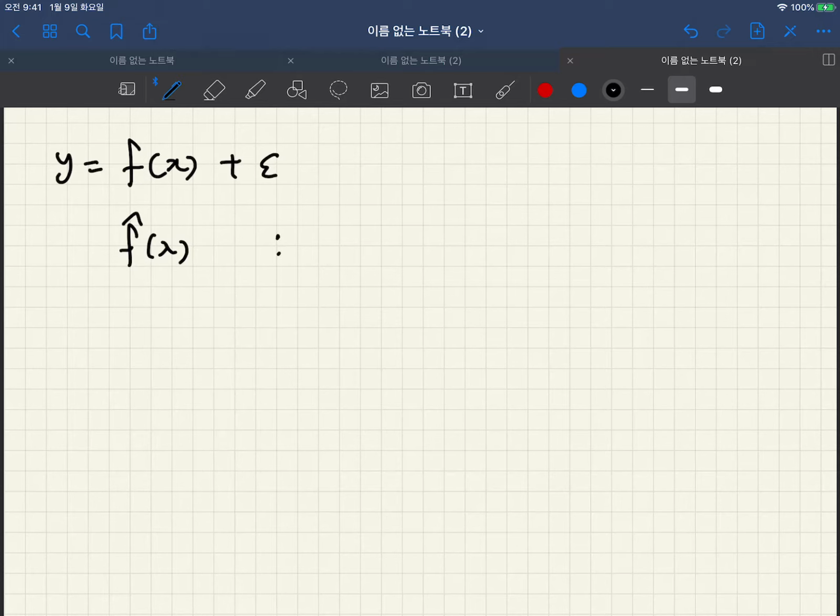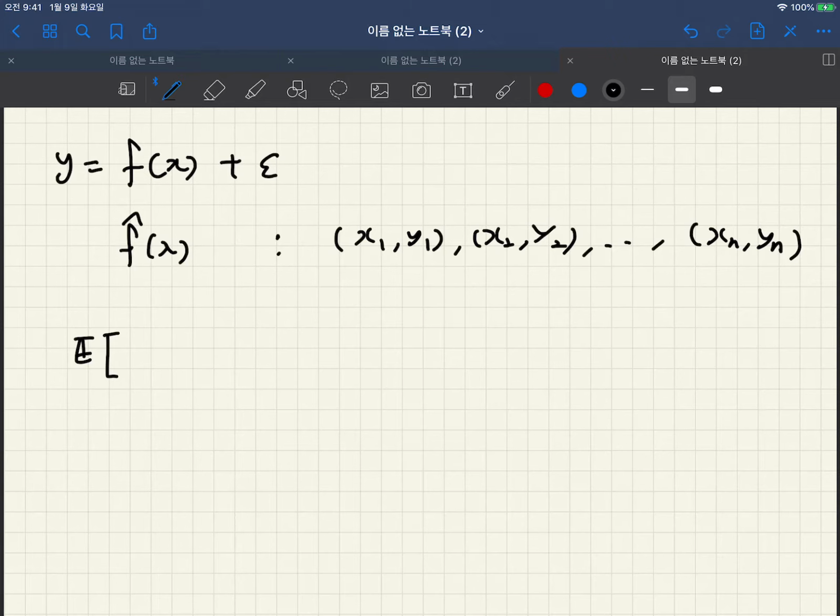Let's say there are some training data points (x1, y1), (x2, y2), up to (xn, yn). From the training data, we learn some model and achieve f hat(x). The expected error of (f(x) + epsilon - f hat(x)) squared is the mean squared error of the regression problem, which will be the test error.